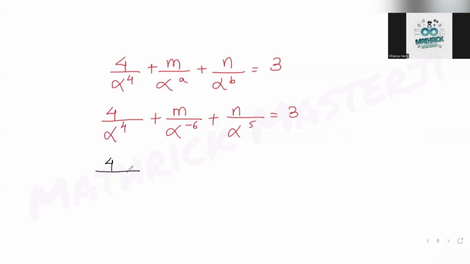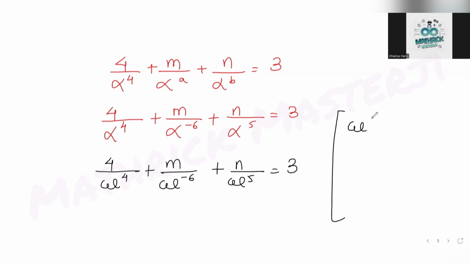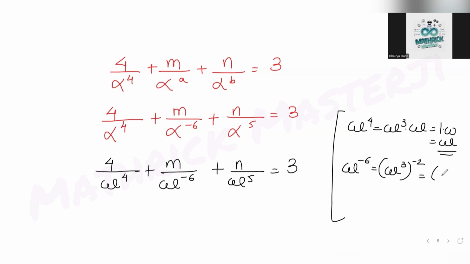So this becomes 4 over omega raised to 4, m over omega raised to minus 6, n over omega raised to 5 equals 3. So I can get from here omega raised to 4 is omega cube into omega. Omega cube is 1, so it becomes 1 into omega, which is omega. Omega raised to minus 6, omega cube raised to minus 2, which is 1 raised to minus 2, which is 1 also, because 1 over 1 square is 1.